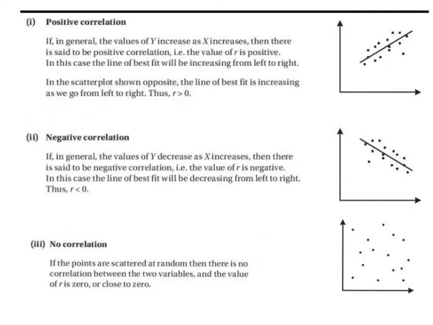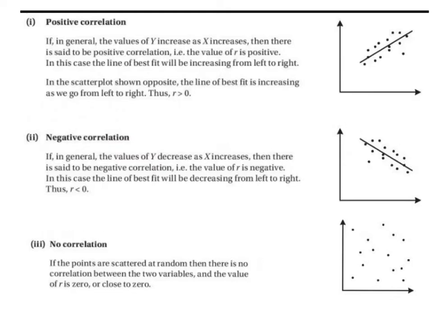Negative correlation. If, in general, the values of y decrease as x increases, then there is said to be negative correlation, i.e. the value of r is negative. In this case, the line of best fit will be decreasing from left to right. Thus, r is less than 0. So we can see the line of best fit is going downhill.